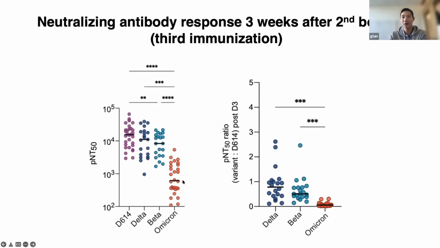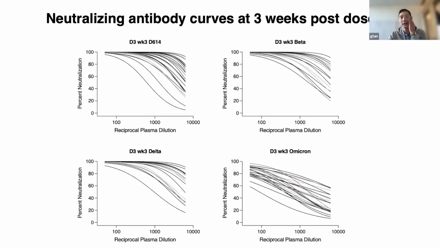So I like showing this last slide as well, because it shows qualitatively what it looks like in terms of the curves themselves. You can see that the Omicron curves are much, much flatter and lower compared to the ones against the wild type, Beta and Delta. So these were the raw data that we extrapolated the NT50s from for the previous slides.